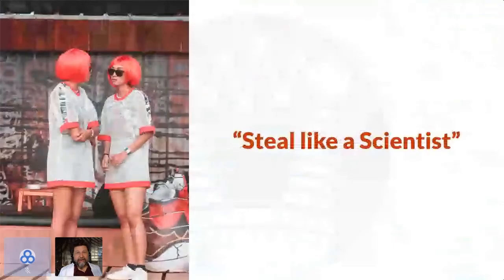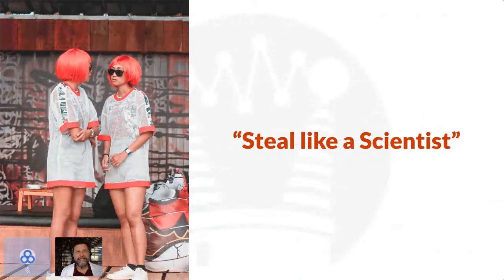When things go bad, we start looking around and saying, "Oh, what are our competitors doing?" We steal ideas from other websites, but we don't know if those ideas are really working for our audience. So we like to steal like a scientist. We can test the ideas that we're stealing or collect some data around them so that we don't just put things on our site because somebody else did.